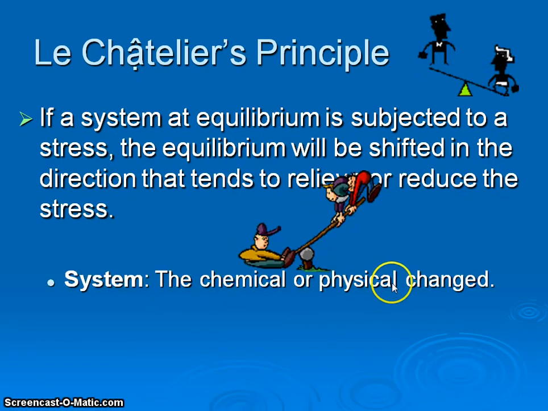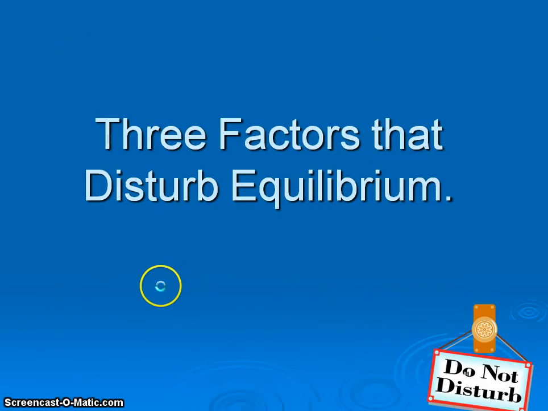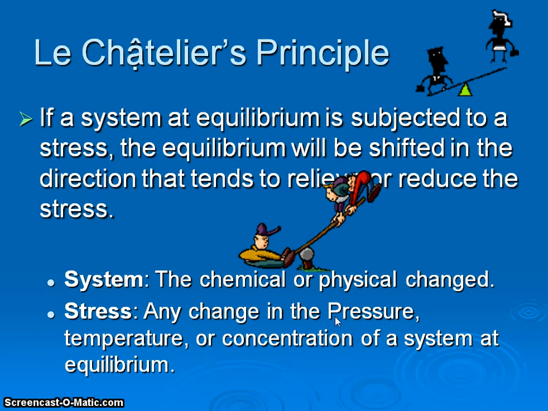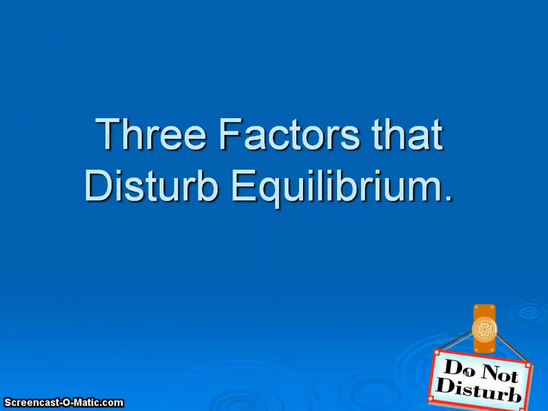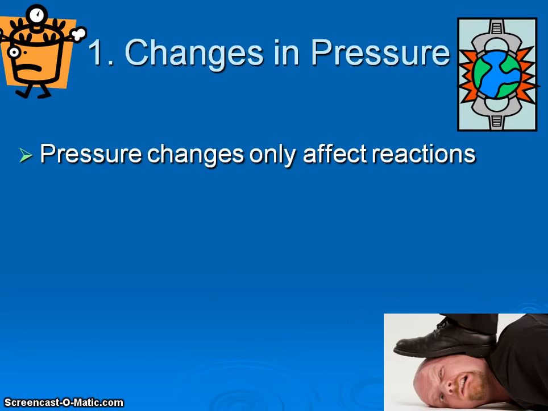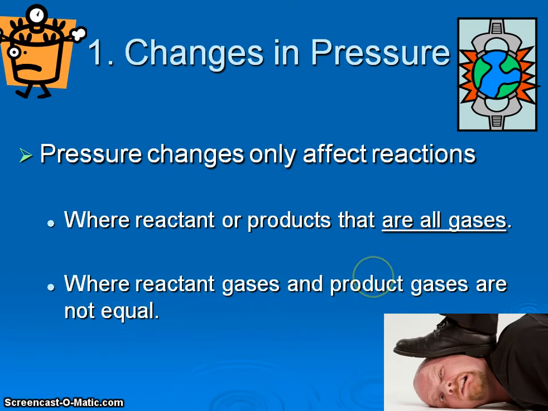The system is chemically or physically changed. Stress is any change in pressure, temperature, or concentration of the system at equilibrium. So I've reached equilibrium, now I'm going to put a stress on this system. Let's talk about three factors that disrupt equilibrium. First is change in pressure. Pressure change only affects reactions where the reactants and products are all gases or part gases, where they're not equal, where one side has more gases than the other side.